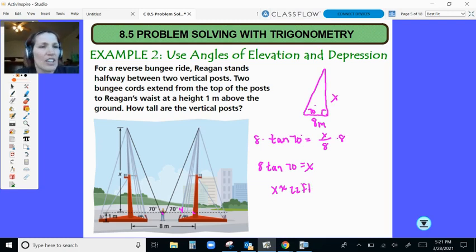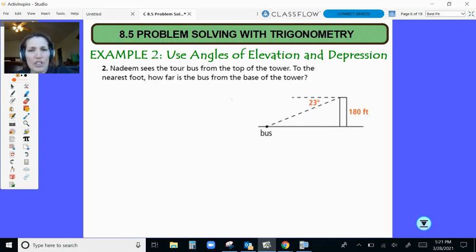Okay? So my next one here, Nadine sees the tour bus from the top of a tower. So she's standing up here. She's down here from the top of it. Actually, she's not standing on top. I shouldn't draw that because her eyes are actually right here. So she's here somewhere. To the nearest foot, how far is the bus from the base of the tower? So we want to know this distance right here.